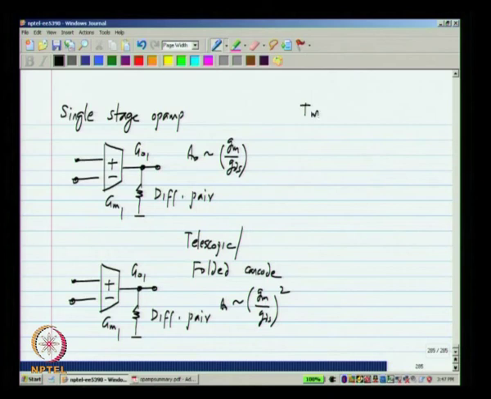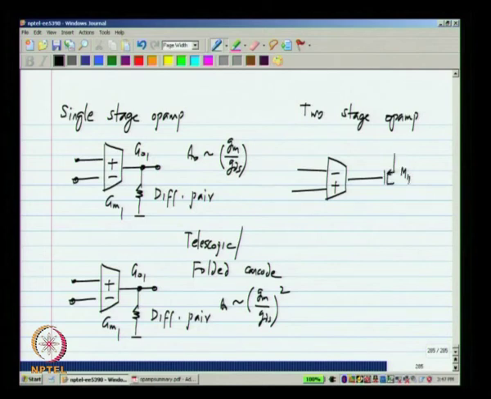Now, when we had a two stage op amp, we used a simple differential pair here, okay, followed by a second stage, that is M11 with a current I12.